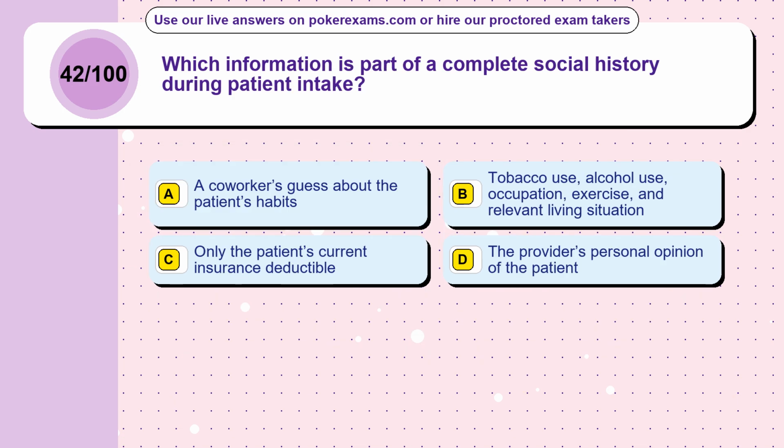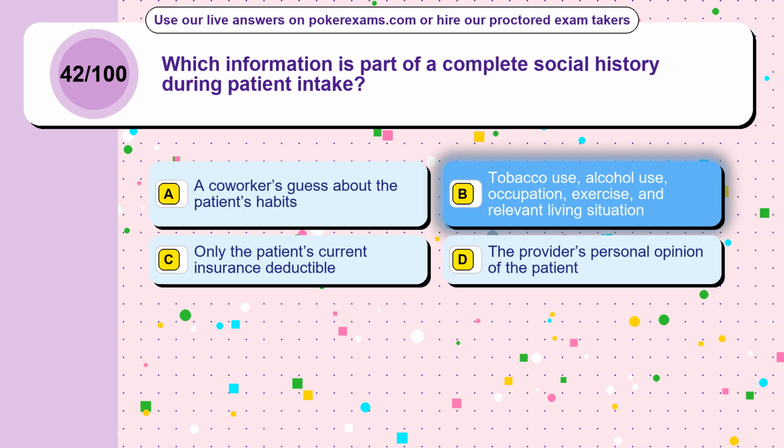Question 42. Which information is part of a complete social history during patient intake? Option A. A coworker's guess about the patient's habits. Option B. Tobacco use, alcohol use, occupation, exercise, and relevant living situation. Option C. Only the patient's current insurance deductible. Option D. The provider's personal opinion of the patient.